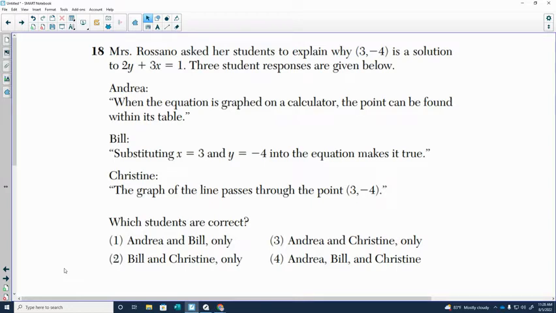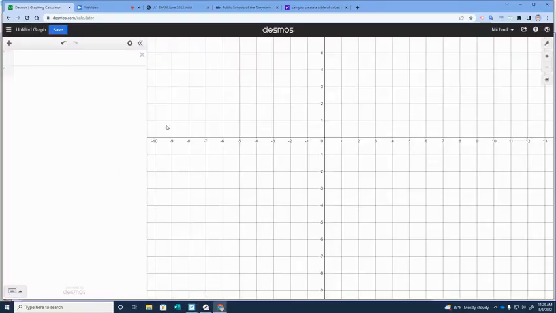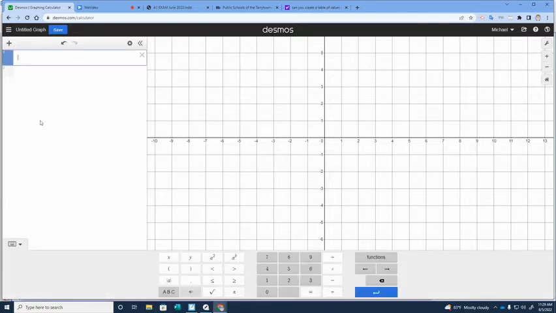Well, the first thing that I like to do when I see any equation, and something that's new with the DESMOS calculator, is that we could just put that in how it's given, 2y + 3x = 1, into the calculator. So let's go over to our DESMOS calculator. I'm going to click in on the upper left screen where we enter our functions and our equations, and I'm going to put in 2y + 3x = 1.